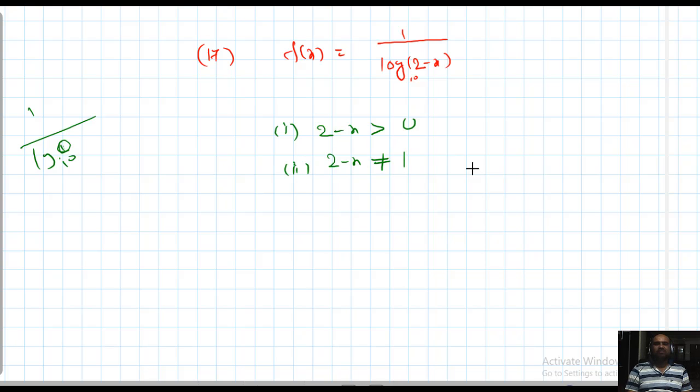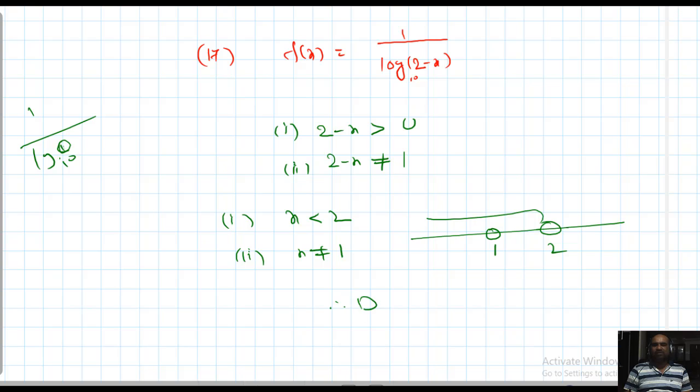Now you want to find the x values which satisfy both conditions. The first one says that x should be less than 2. The second condition says that x is not equal to 1, because 2 minus x equals 1 means x equals 1 only. So take a number line. This says that x should be less than 2 and not equal to 1. Therefore the domain equals (minus infinity, 1) union (1, 2). Okay.